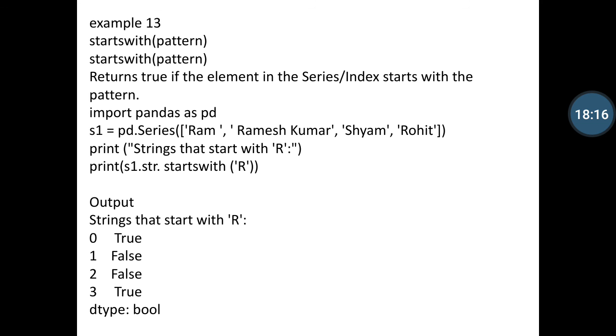So after executing it, the 0th index starts with R, so your answer is True, and the second is also defined with R. But multiple R are in index number 1, Ramesh Kumar, so your answer is False, and the next does not contain R, so your answer is False, and the index number 3 starts with R, so your answer is True. So its data type is a Boolean data type.